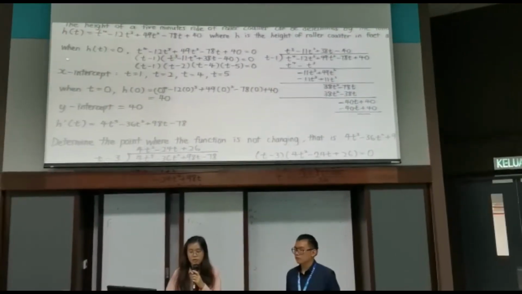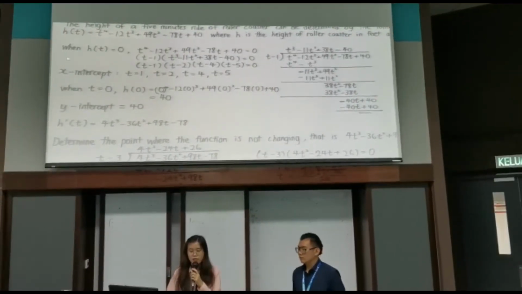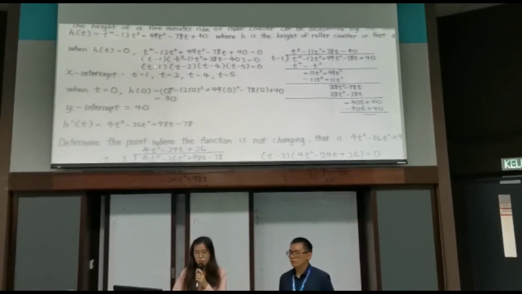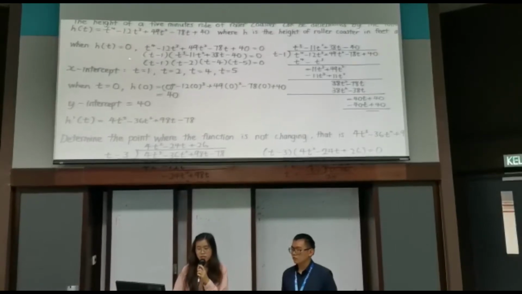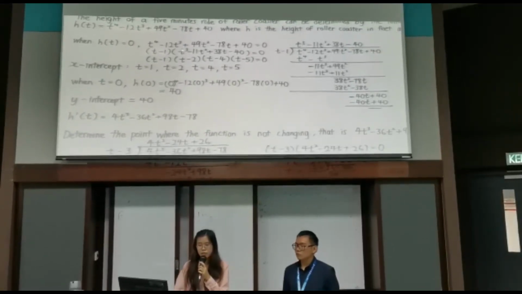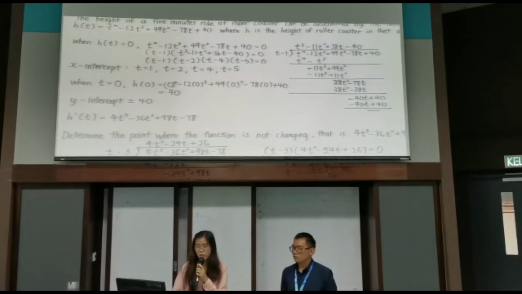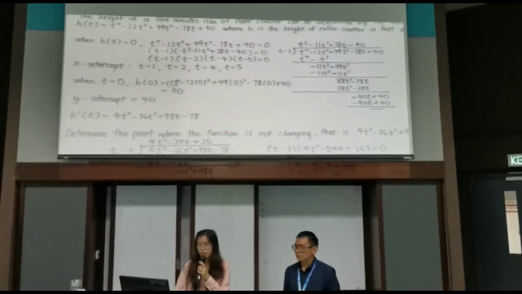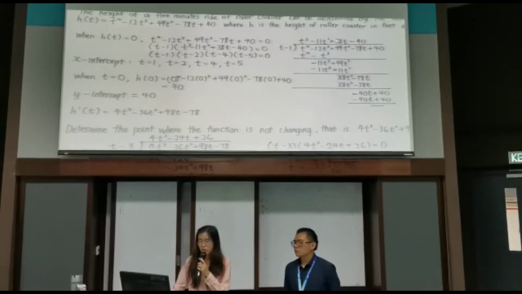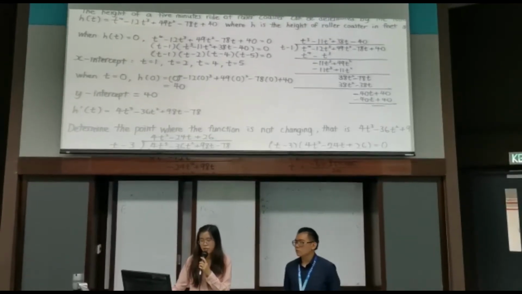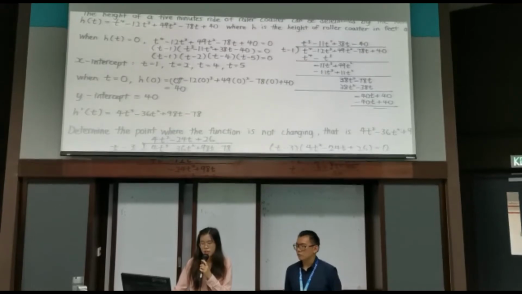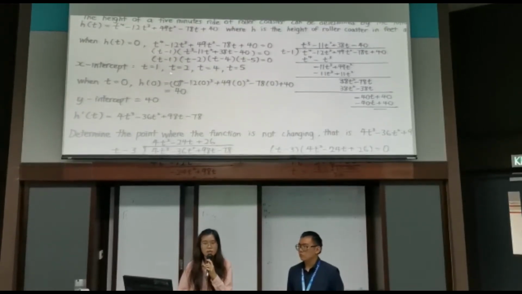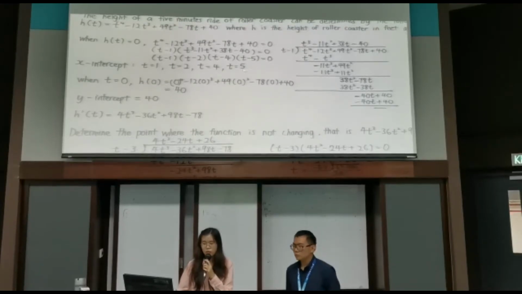First of all, we are going to find the x-intercept of the function by setting h(t) equal to 0. That is t to the power 4 minus 12t cubed plus 49t squared minus 78t plus 40 equals 0. Next, we are going to use long division to find the factors of the function. The roots of the function are t equals 1, t equals 2, t equals 4, and t equals 5.